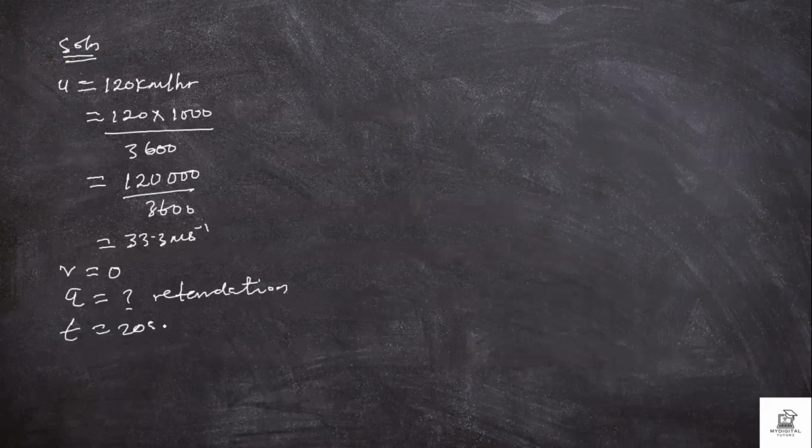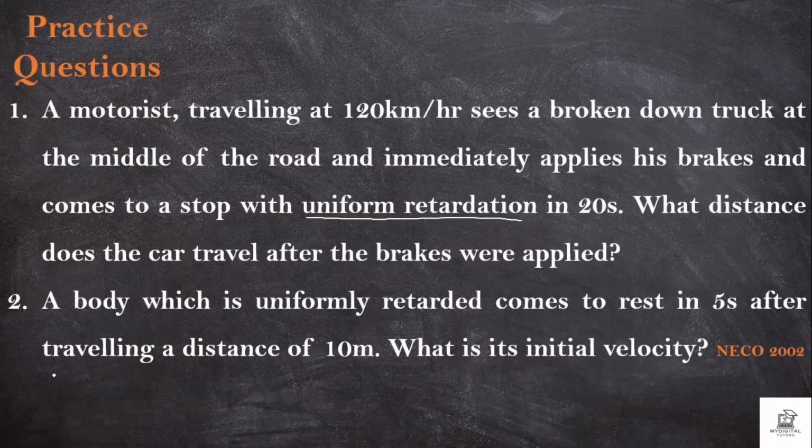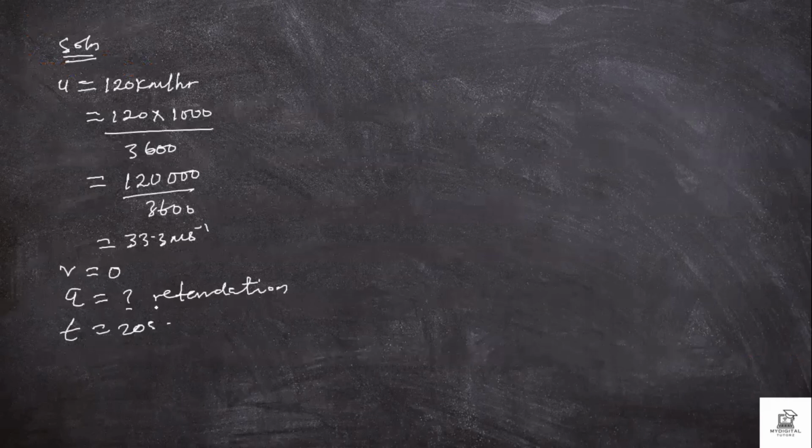is 20 seconds, right? The question now says, what distance does the car travel after the brakes were applied? We're looking for distance s. So we are looking for two things at the same time, but we can find it. It's very simple. Remember the relation a is equal to final velocity minus initial velocity, all over time. Here we have final velocity, initial velocity, and time, so we can get our deceleration first before we go for the distance travelled.